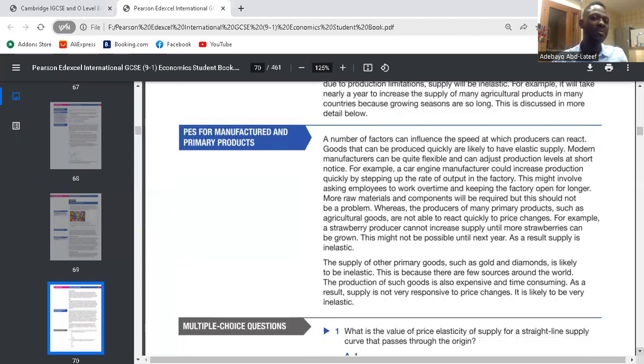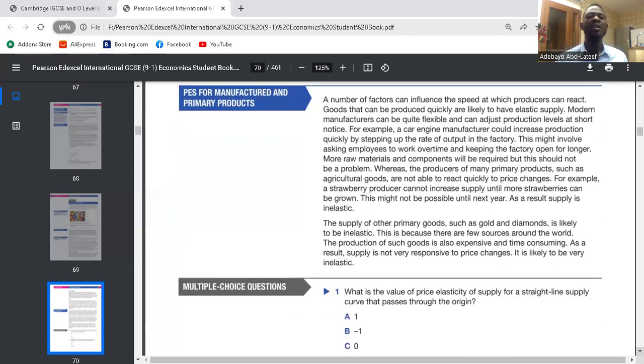So we go to PES for manufactured and primary products. Okay, I think this will explain it better. For manufactured products, for example, this pen, if it doesn't take us too long to produce a pen, if the price of pen increases, we can produce more. It is elastic. But if it takes us months to produce, for example, cars, if the price of cars increases in the market, it takes time to produce cars. So it is inelastic. Gold, diamond, whatever happens to the price right now, you won't get it immediately. It takes time. Do you understand? So if it takes time to produce, it is inelastic. If it does not take time to produce, it is price elastic. Is it clear? Any question about that?